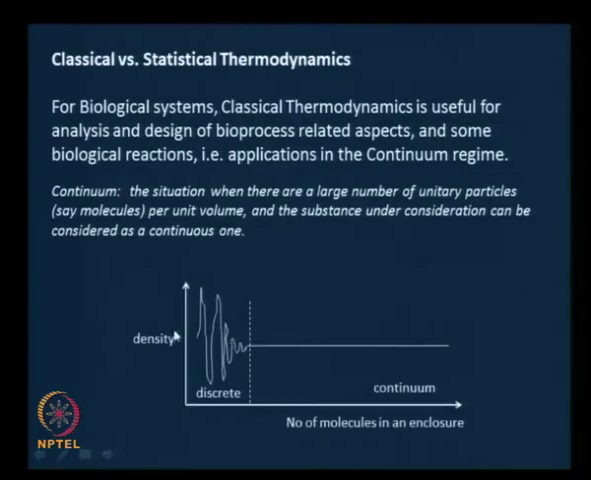Or in other words, for example, if you plot the density of the substance versus the number of molecules in an enclosure, till it reaches a certain point it is going to remain a constant density, assuming that the temperature and pressure conditions are constant. After which the number of molecules is so small that the density at a particular point will start fluctuating. So this is the discrete region, which we are not concerned with in this particular course.